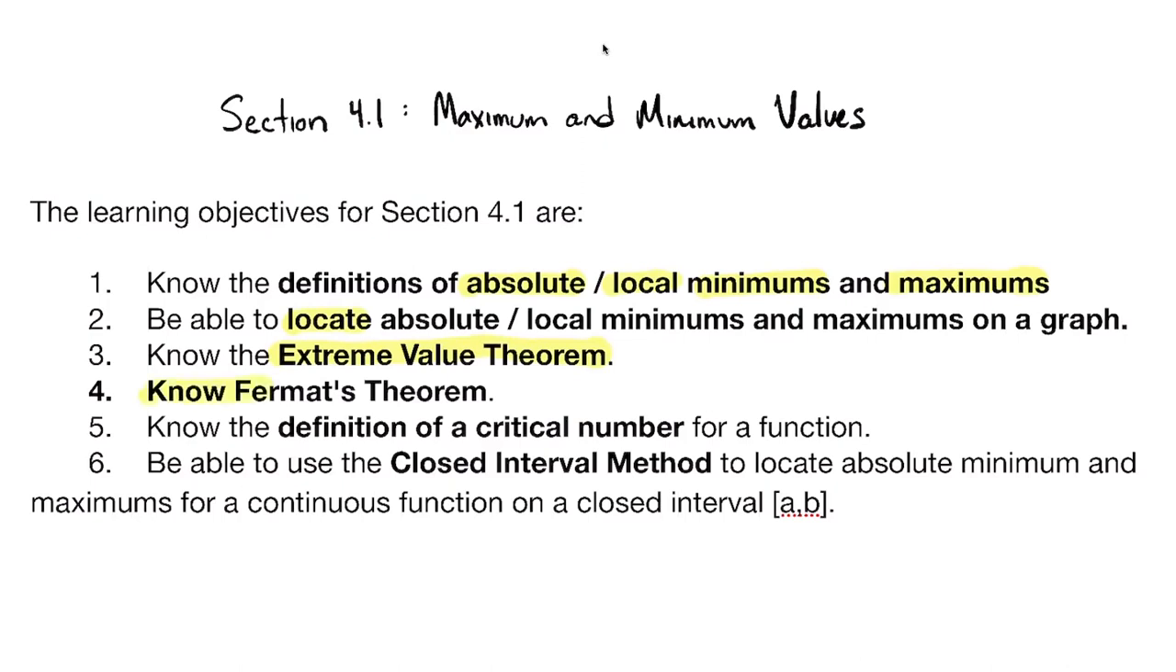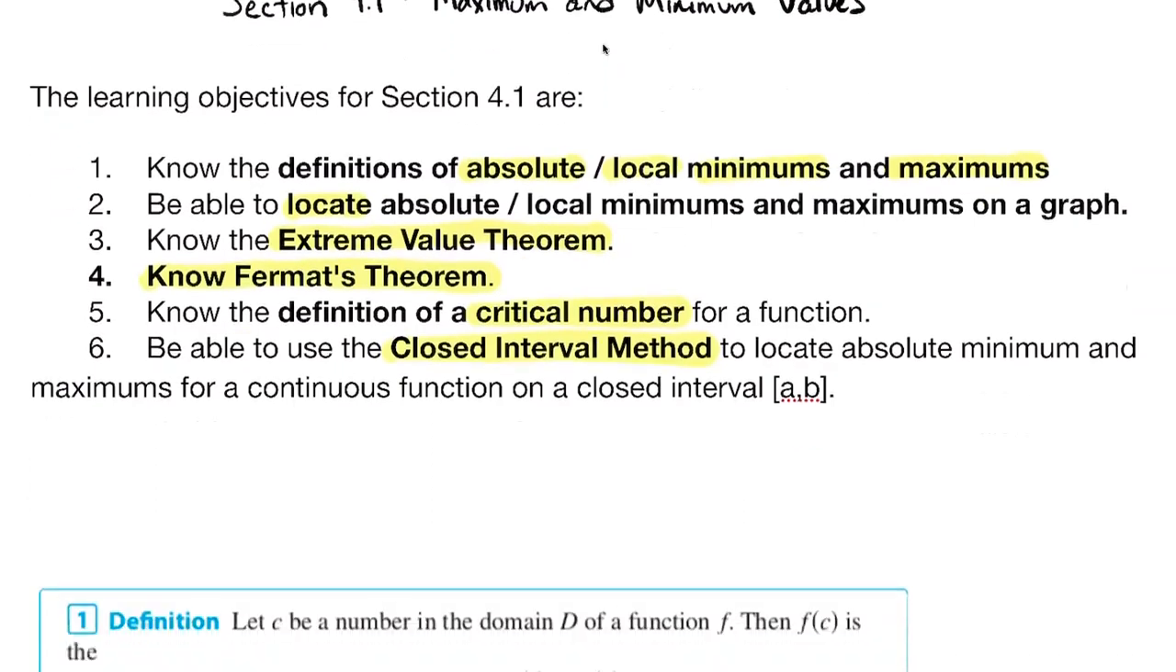Fermat's theorem is a result about where to look for them, so we'll state that a little bit later down. And then in particular, we're going to give a name for where we look for these things, these critical numbers. I want to show you how to find them. And then summarizing it all in what the book calls the closed interval method to locate the absolute minimum and maximum values for a continuous function on a closed interval. Okay, so that's our agenda. Busy agenda. Let's get going.